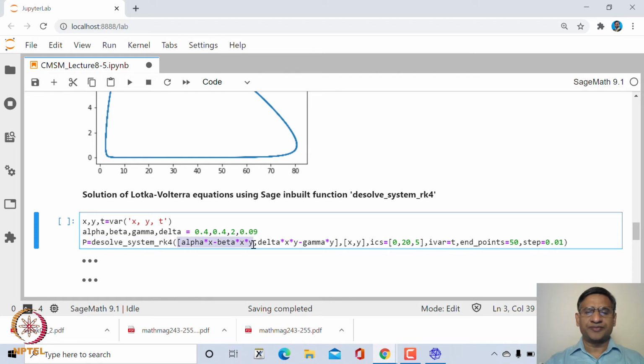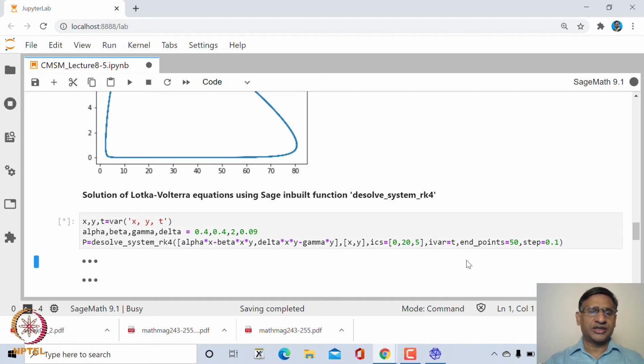we need to give the set of equations. So, as a list, this is the first equation, namely dx by dt, the right hand side of that, and this is the right hand side of dy by dt, and we are solving with respect to variables x and y. Initial conditions are 20, 5. So, 20 rabbits and 5 foxes, and beginning time is 0, by default beginning time is 0, and the step length is 0.01, which is quite small. If you want, you can make it 0.1.